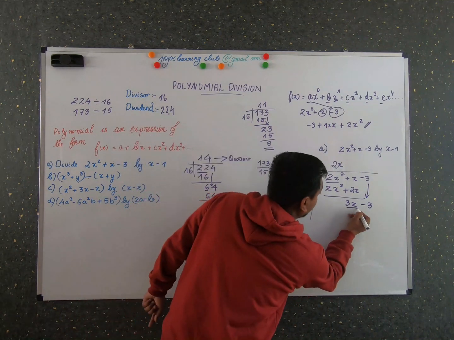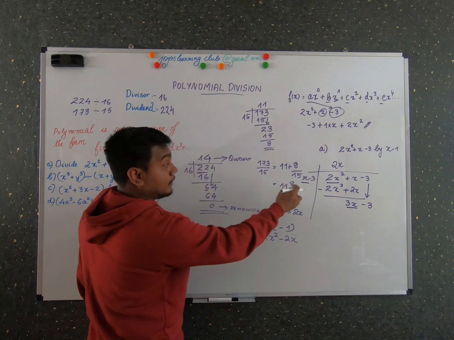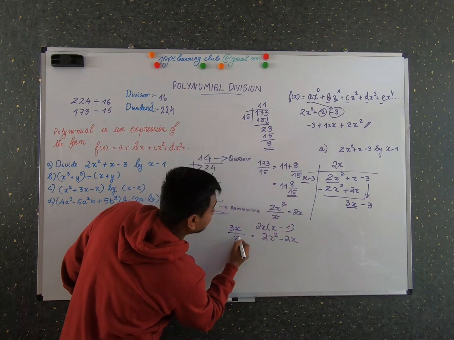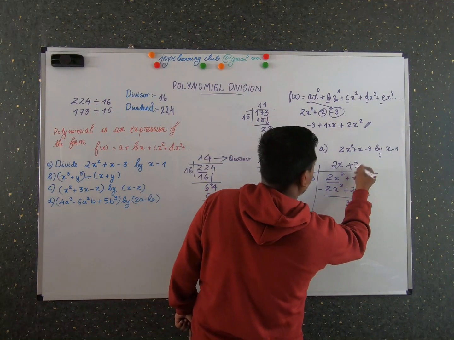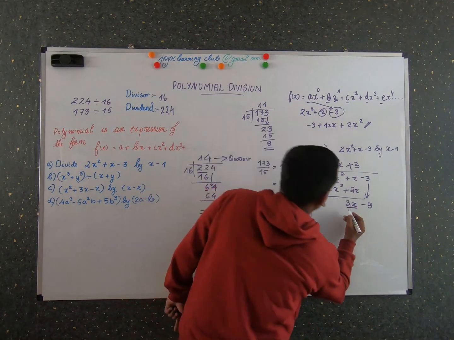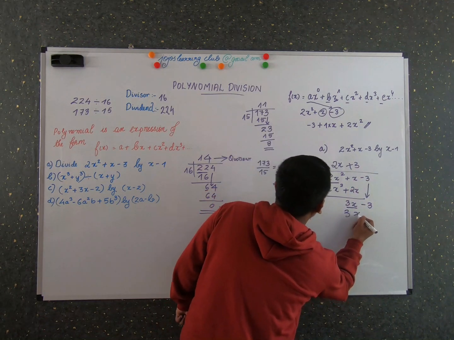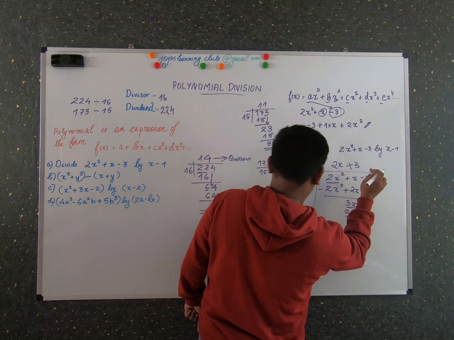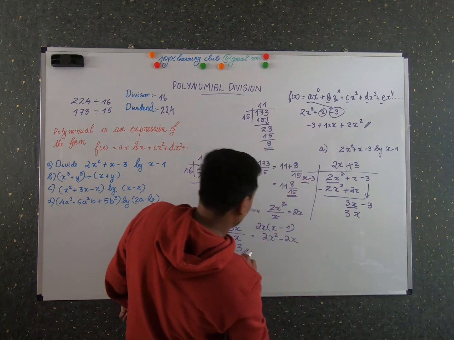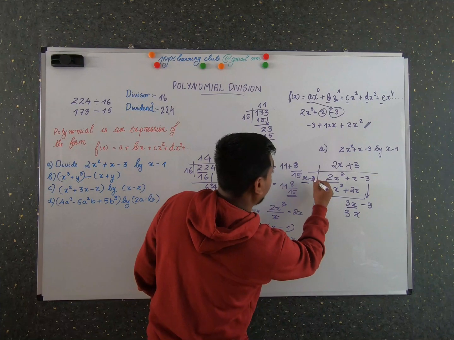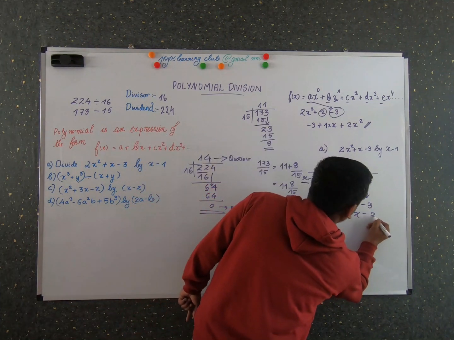So here the first term is 3x, right? So 3x, and the first term of the divisor is x. So what should be written over there? Plus 3. So you write 3 into x is 3x, minus 3 into... it was minus 1, right? I made a mistake. It was minus 1. So minus 1 into 3, it is minus 3.